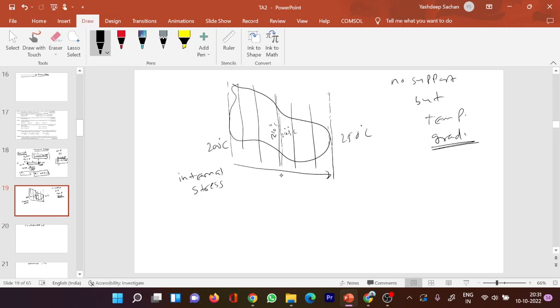So this whole body is internally stressed. Stress is developed due to the temperature gradients. So we can say that if a temperature gradient exists in a body, then there would be internal stress in the body. Got it or not? Yes, sir.